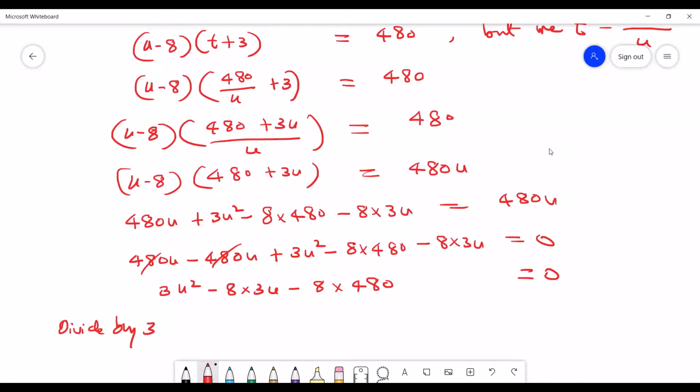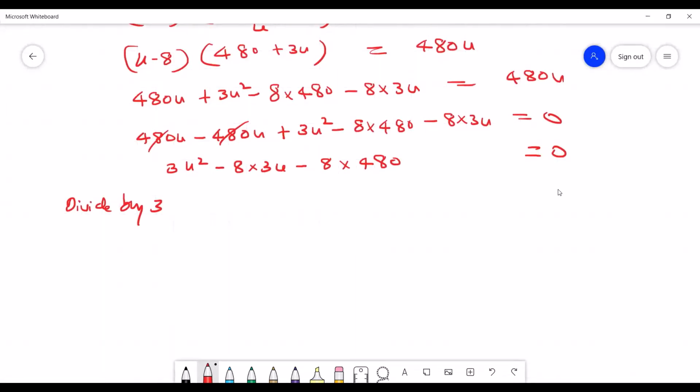By 3, divide the whole equation by 3. So we will get 3u square by 3 is u square, minus 8 into 3 is there. So 8u it will come, minus 8 into 4, 1 time will go, in 18, 6 times will go. So 160 is equal to 0.